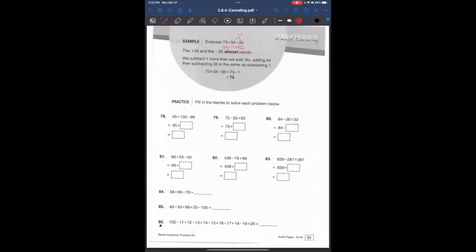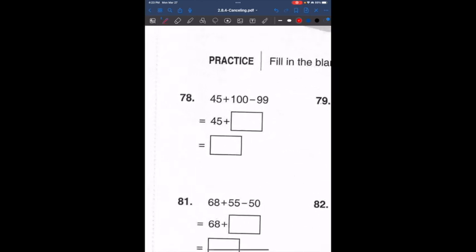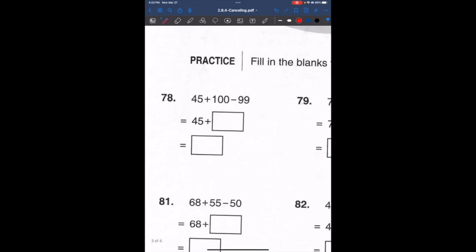So using that concept of almost canceling, we're going to solve these problems. So 45 plus 100 minus 99. These two almost cancel out because 100 minus 99 is 1. So we have 45 plus 1, which is 46.